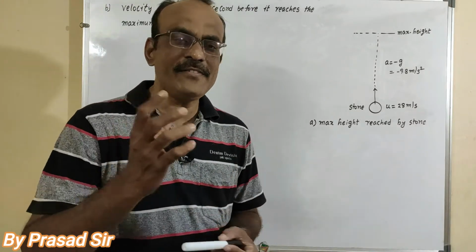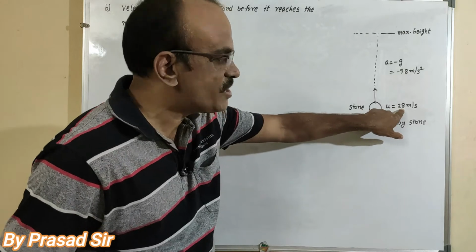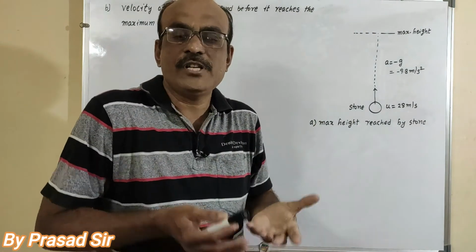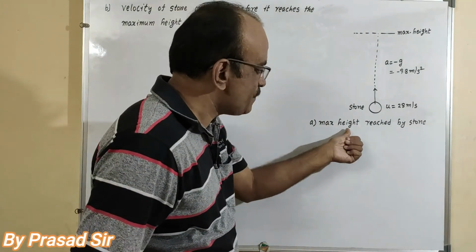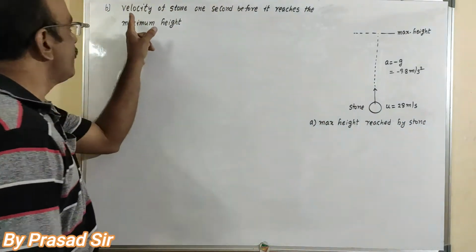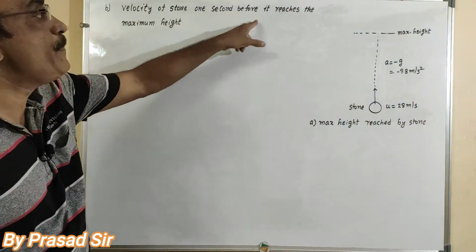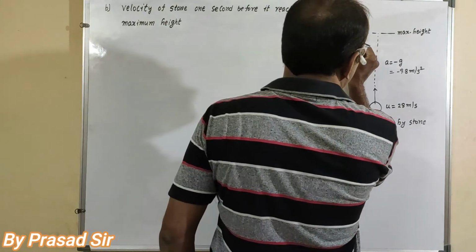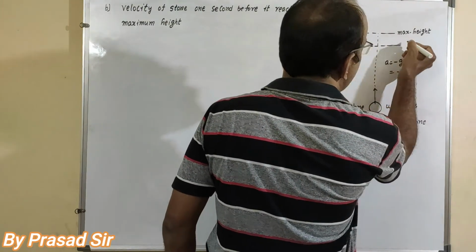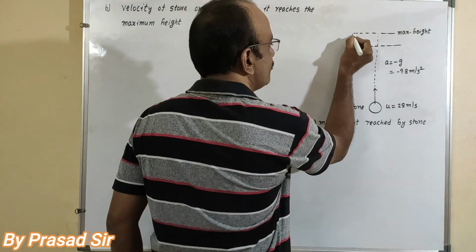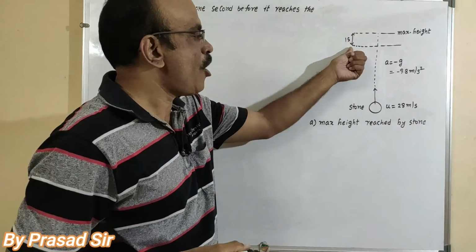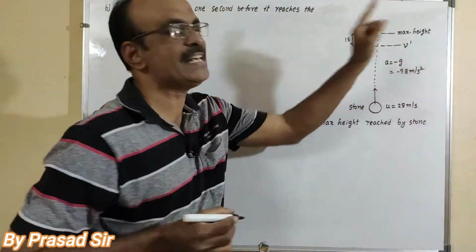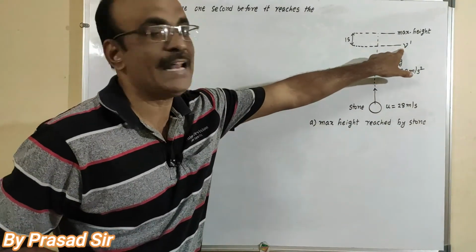In this question, a stone is projected with a velocity of 28 meters per second in the upward direction. That is given. What we want to calculate: first, the maximum height reached by the stone. Second, the velocity of the stone 1 second before it reaches the maximum height. That means at this particular point, what is the velocity? I will take that as V dash, and that is what I want to calculate.